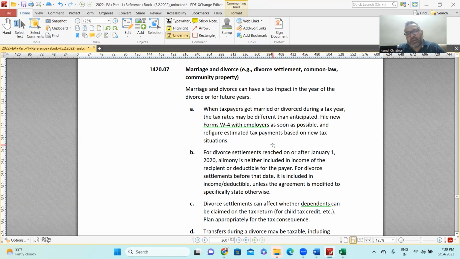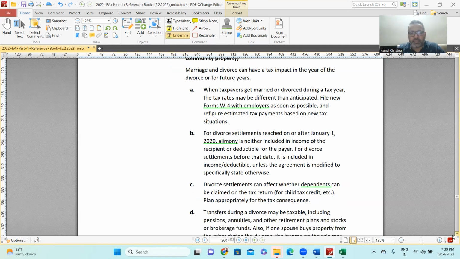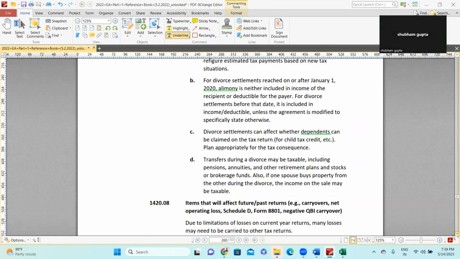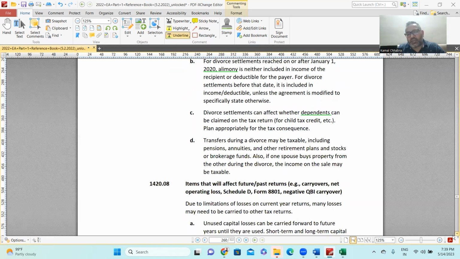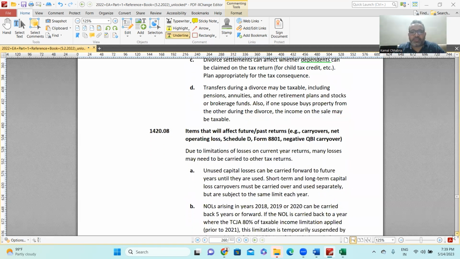So, you need to update your employer. If you are getting married, then also you need to update your employer. If you are getting divorced, then also you need to update your employer. And this alimony part, 2020. So within how many days? Within 10 working days. Yeah. And the dependents, who will be claiming the dependent, that should be clear for tax purposes.